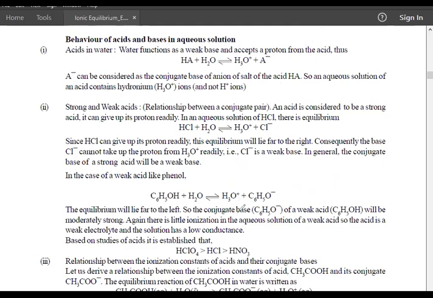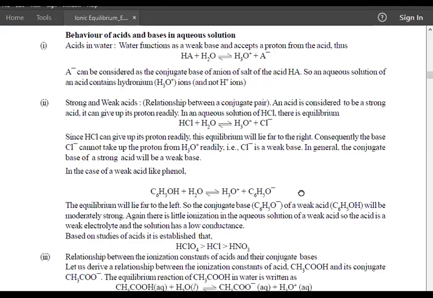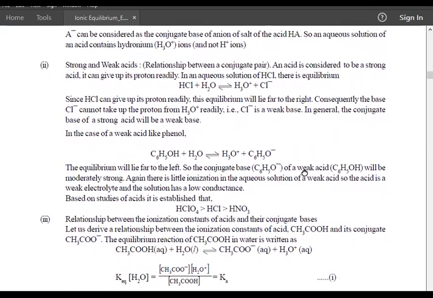So if you have to compare the acids, what do you have to compare? You have to compare their conjugate bases. This is one concept that we will study in organic also. I hope everyone is getting this. I've explained the concepts.